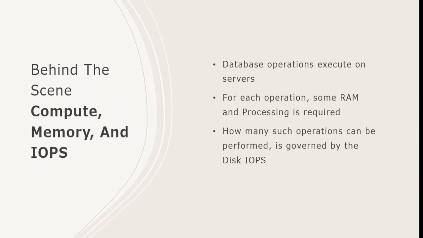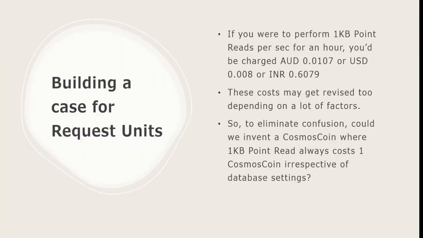There are a lot of factors which actually decide the cost of these operations. One very simple naive example is point reads. If you were to perform a 1 KB point read per second for an hour, you will be charged in Australian dollars $0.0107. In USD, it will be 0.008. In INR, it will be 0.6079. So if I give you three different exchange rates, there is no correlation that you can see in that. So it becomes necessary for us to abstract these numbers as well.